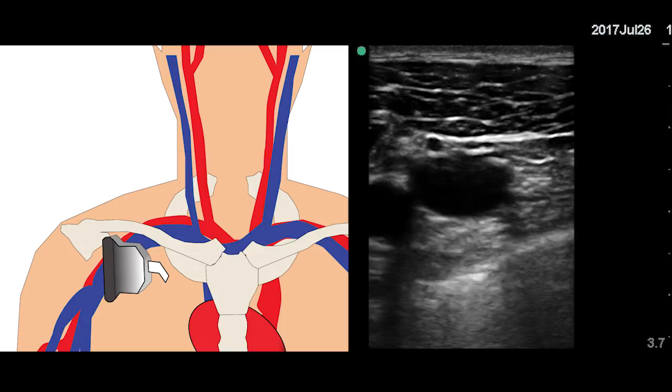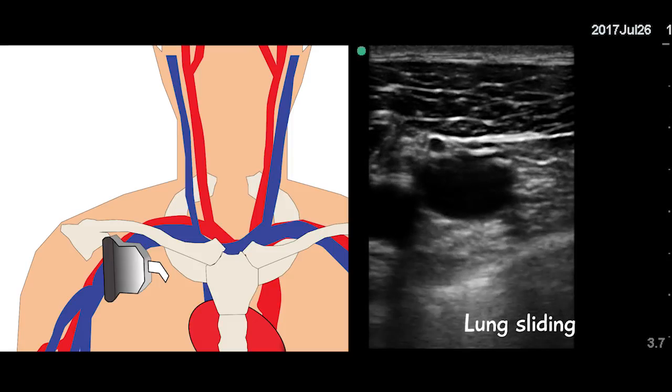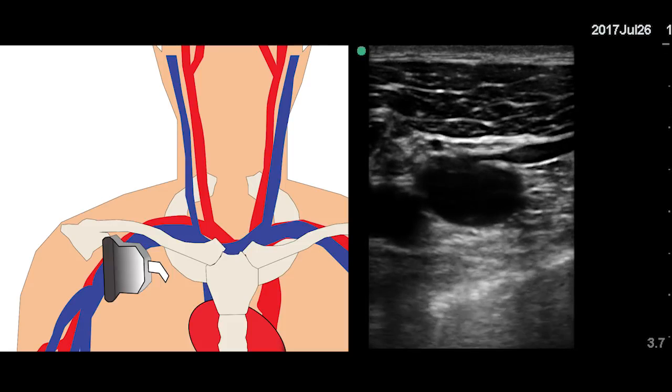Please note that the artery has a slightly rounder shape and is pulsatile. It is essential to also identify the pleural line, which is usually a hyperechoic linear structure posterior to the soft tissue and vessels. With respirations, the pleural line can be seen shifting up and down, representing normal lung sliding. The absence of lung sliding can suggest pneumothorax and other pathologies.